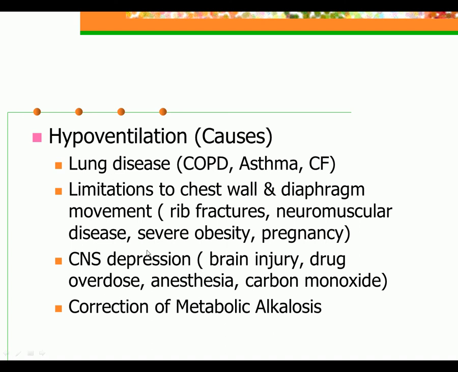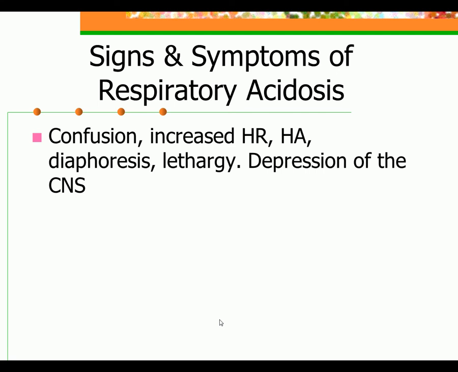Central nervous system depression: brain injury, drug overdose, anesthesia, carbon monoxide poisoning. All of these are depressing the central nervous system. And overcorrection of metabolic alkalosis. Signs and symptoms of respiratory acidosis would be confusion, increased heart rate, headache, diaphoresis, lethargy, depression. Anything, think about depression of the central nervous system. And we talked about some of the acidosis earlier. You could still see some of those delayed electrical conduction on the cardiovascular system. Now think lethargy, confusion, stupor, hyporeflexia. Okay.